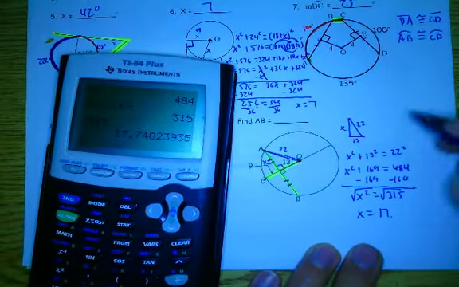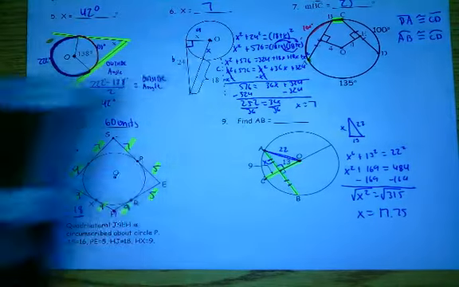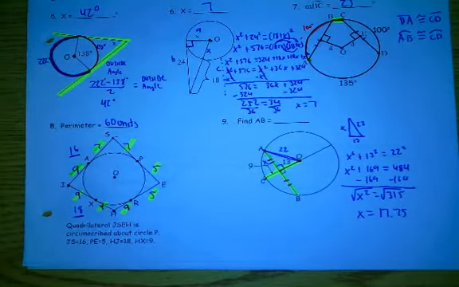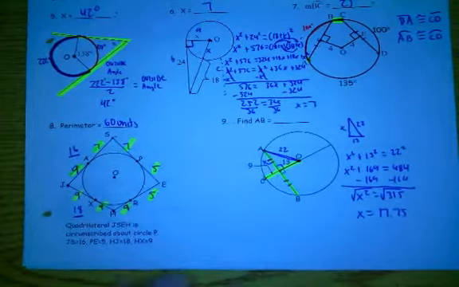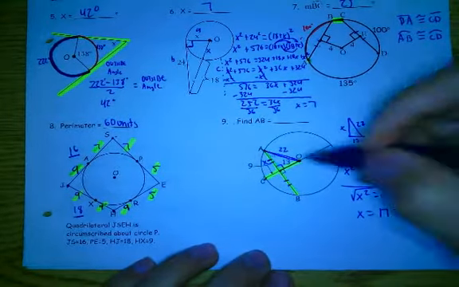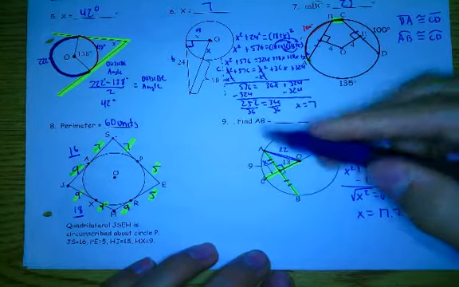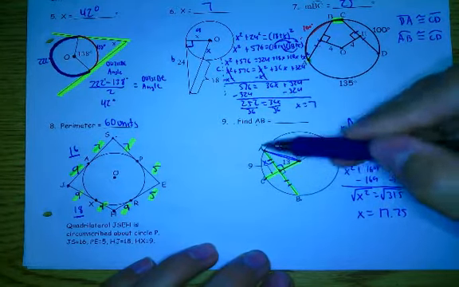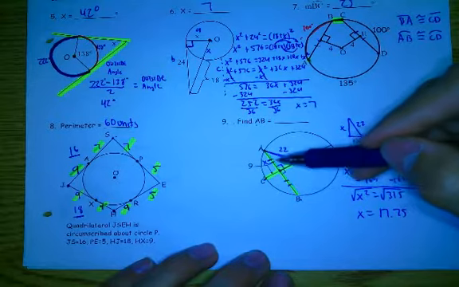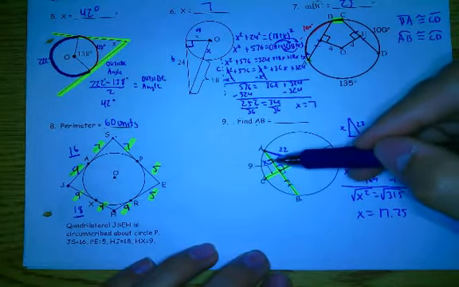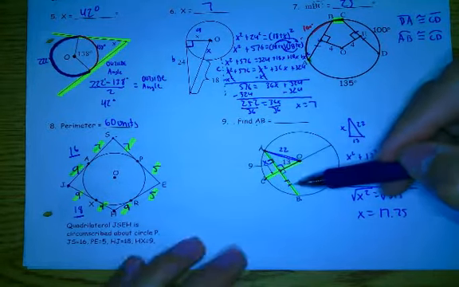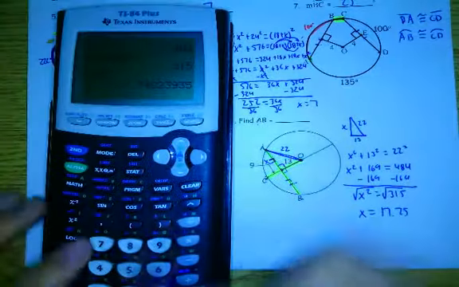Because what I know is that 17.75 is from here to here. And that's not what it was asking me. It was asking me for A to B, so the entire thing. But remember how I labeled this at the beginning, how this is congruent to that? Well, if this is 17.75 and this is 17.75, well, 17.75 plus 17.75 equals 35.5. And that would be our answer.